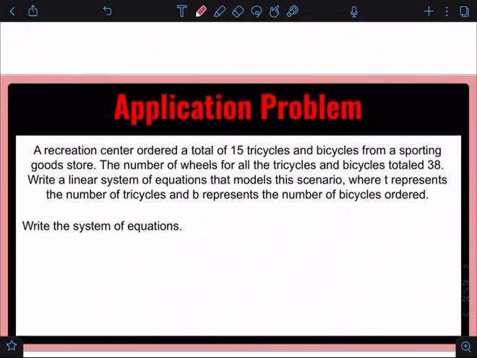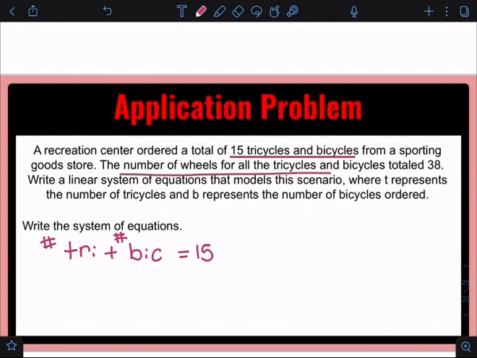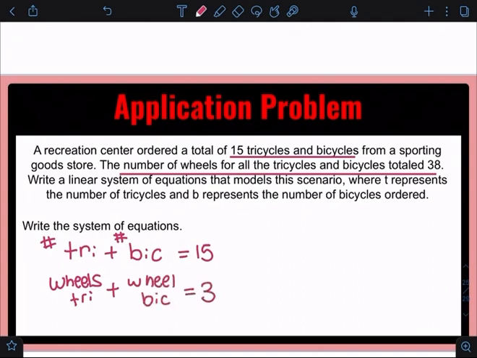All right. Now let's look at this application problem real quick, a word problem. It says, a recreation center ordered a total of 15 tricycles and bicycles. Let me write down what I know now. I know that the number of tricycles plus the number of bicycles equals 15. Then it says the number of wheels for all tricycles and bicycles equals 38. Wheels of tri plus the wheels of bi equals 38.